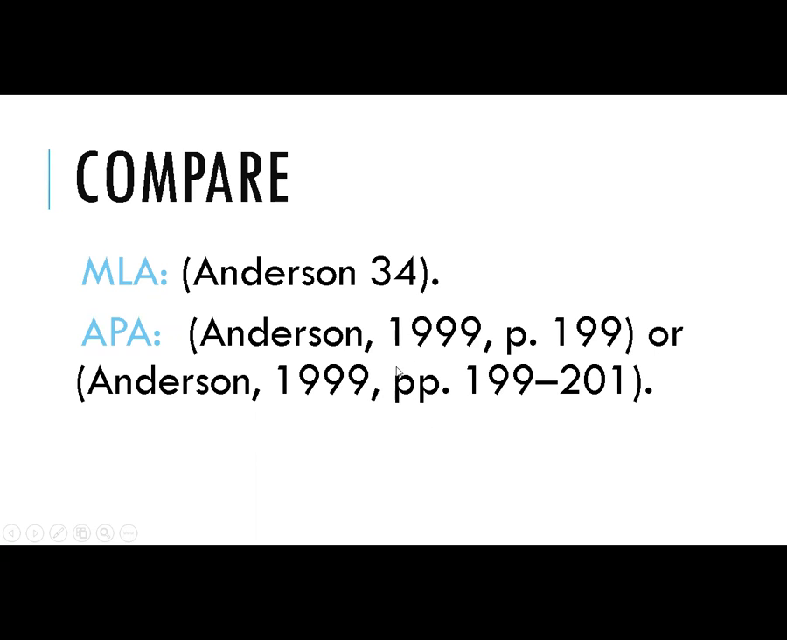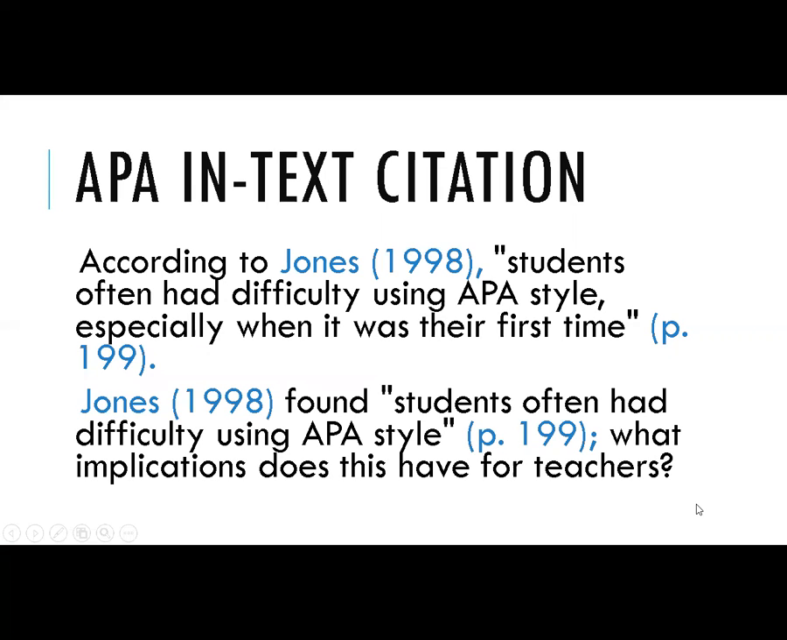If there are multiple pages that are being cited, it's the same as MLA. So that information is there too. So you can see an APA in-text citation. When you do that in-text citation, according to Jones, you follow that with the year. And then you put the page number at the end. So the in-text citations are different in APA than they are in MLA.